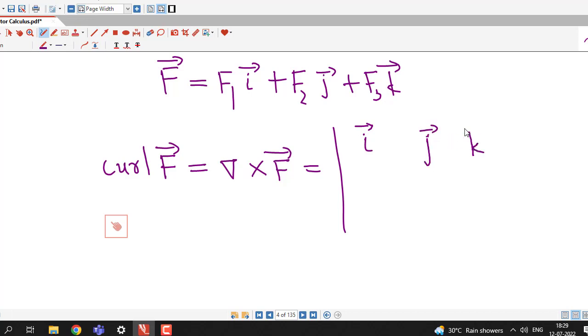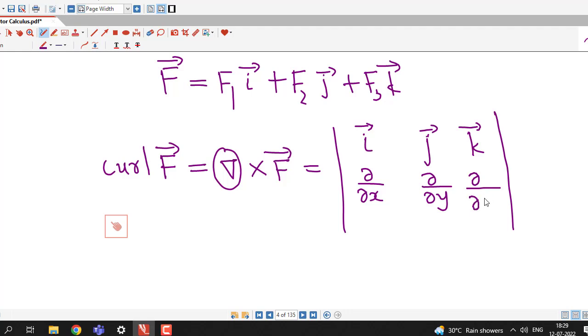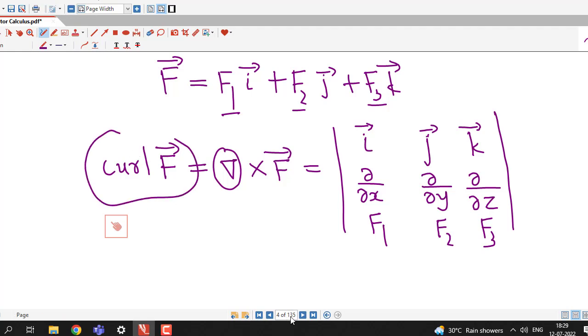First row is i, j, k, that is unit vectors in R3. Second row is components of del operator, which are partial derivatives with respect to x, y, z, because we are talking about curl in R3. So we have three components for del operator, and then last row is components of this given vector field, which we have denoted by f1, f2, f3. So this is the definition of curl of a vector field.